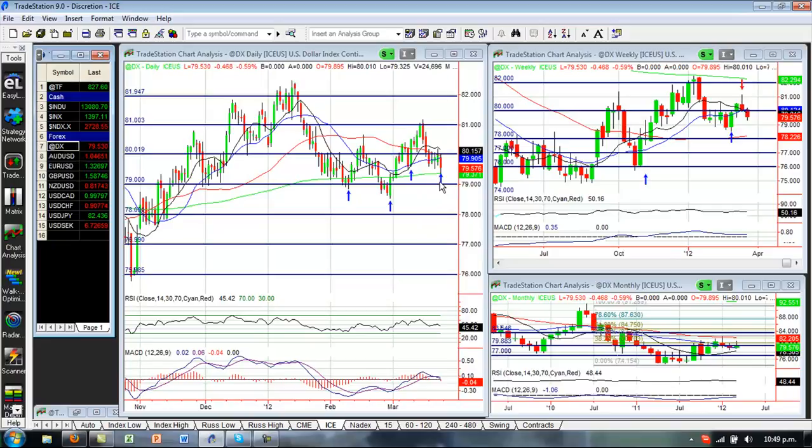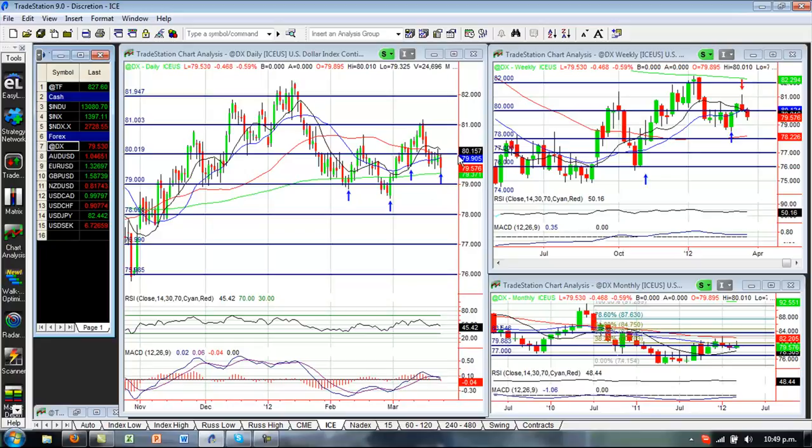79 in the very short term is key. 78.50, not so much that 78.50 is a key level in terms of support or resistance, but it's a key level in terms of confirming the downtrend across multiple time frames. When and if we break that, we'll be looking very bearish. I'm certainly swaying to the downside here. I do think we'll go lower.